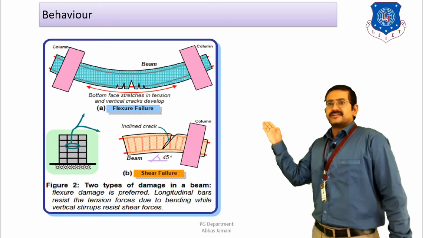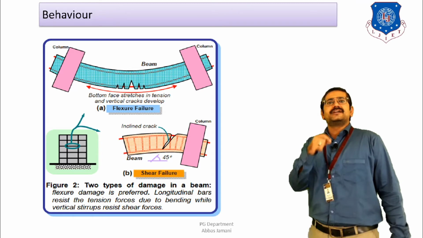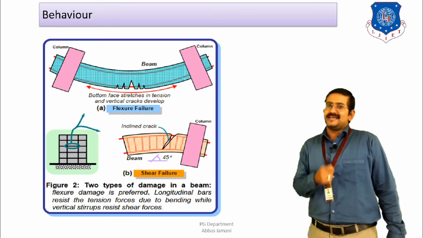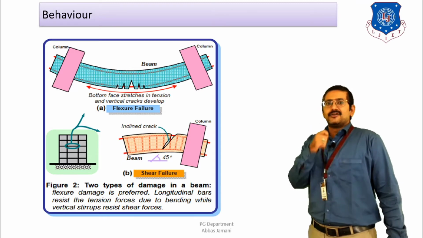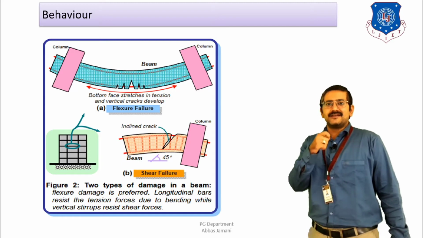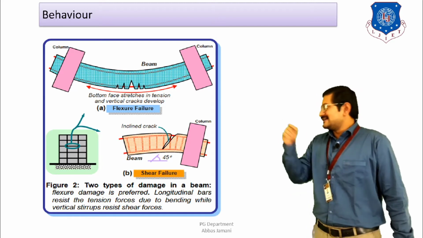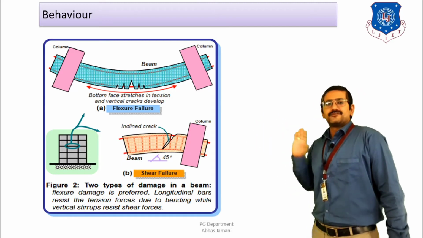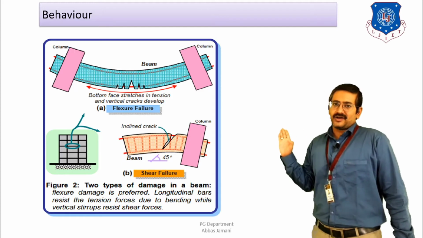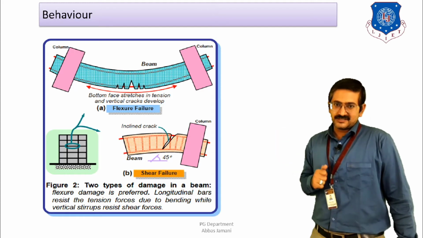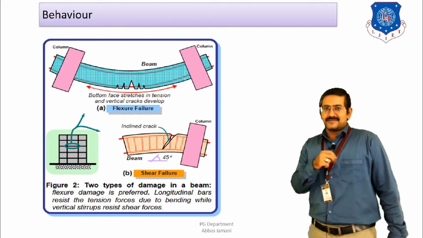And when I talk about the moment, then the moment is going to be more at the center and less towards the support. So that is why longitudinal reinforcement is going to be required in greater quantity in the center of the span, and shear reinforcement is going to be required on a higher side near the support sections, right? And that is why these two types of failures are there.